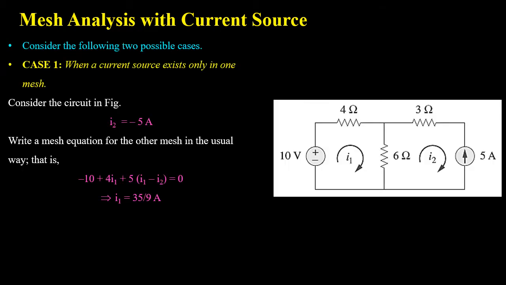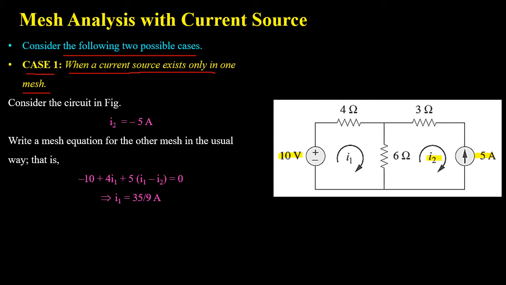For mesh analysis of a circuit with current source, we have two possibilities. We will start from case 1. The first possibility is that the current source, either dependent or independent, exists in a single mesh. Now if you look at the circuit, it has two meshes and two sources. One is a voltage source and the other is a current source. And the current source is present in one of the meshes.